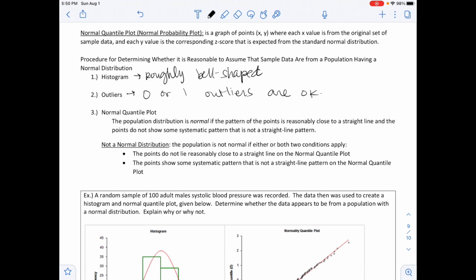And then 3 is that normal quantile plot, which was discussed up above. And it says there that the population distribution is normal if the pattern of the points is reasonably close to a straight line, and the points do not show some systematic pattern that is not a straight pattern. So the population is not normal if either or both of the conditions apply: the points do not lie reasonably close to a straight line on the normal quantile plot, or they show some kind of systematic pattern that is not a straight line pattern on the normal quantile plot.